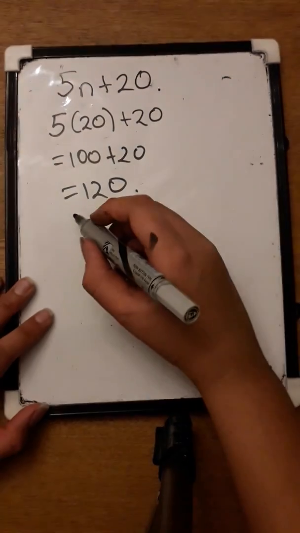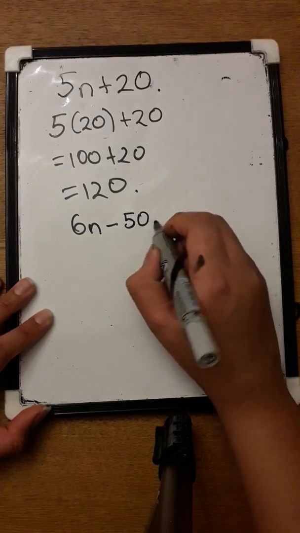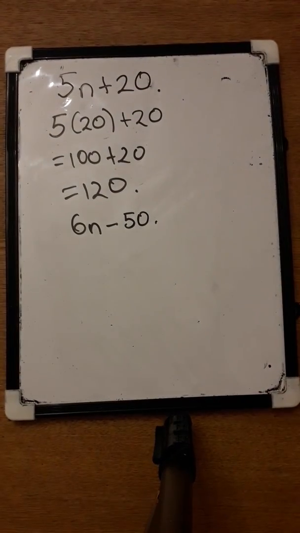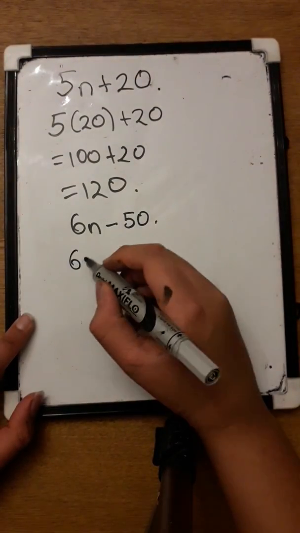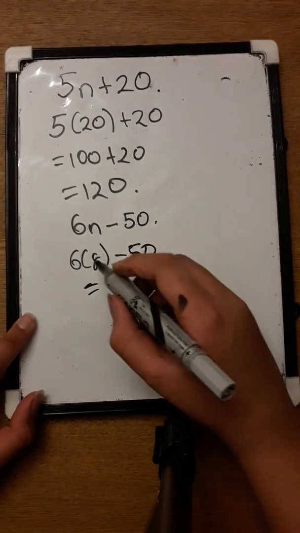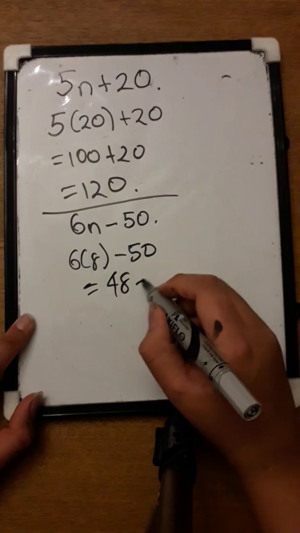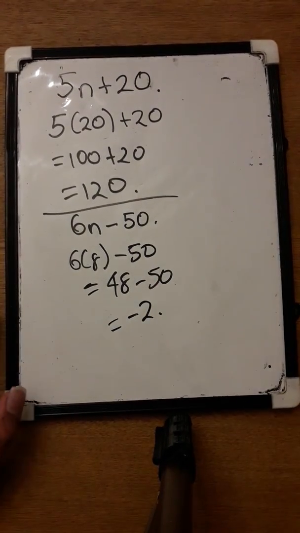So another example will be 6n minus 50, and it may say to work out which number comes in the 8th position of the sequence. Okay, so 6 in brackets 8 minus 50 equals 48 minus 50, which equals minus 2.